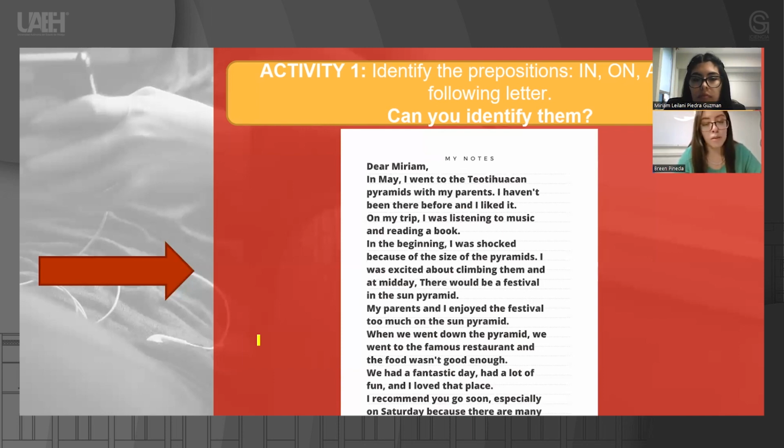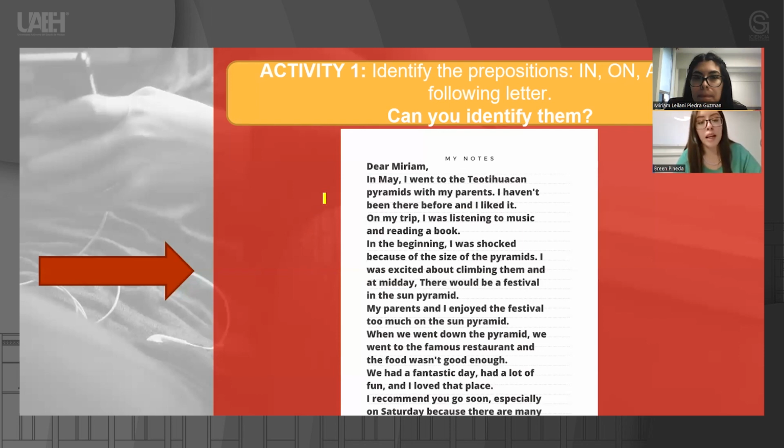When we went down the pyramid, we went to the famous restaurant and the food wasn't good enough. We had a fantastic day, had a lot of fun, and I loved that place. I recommend you go soon, especially on Saturday, because there are many bargains. Yours faithfully, Brenda.